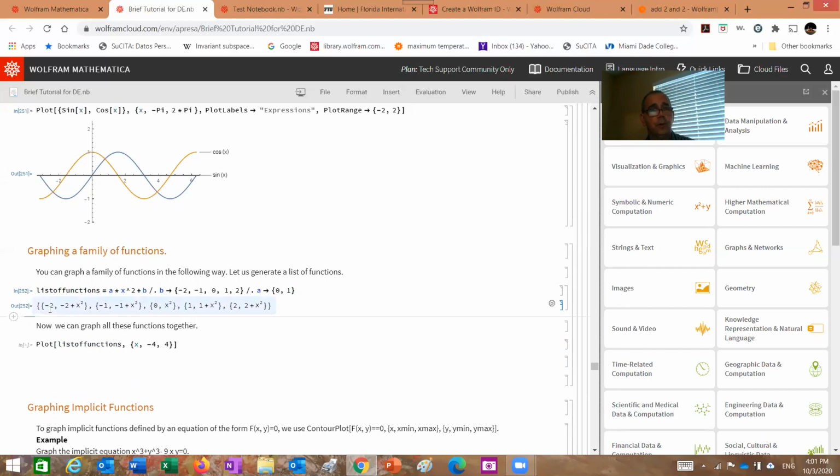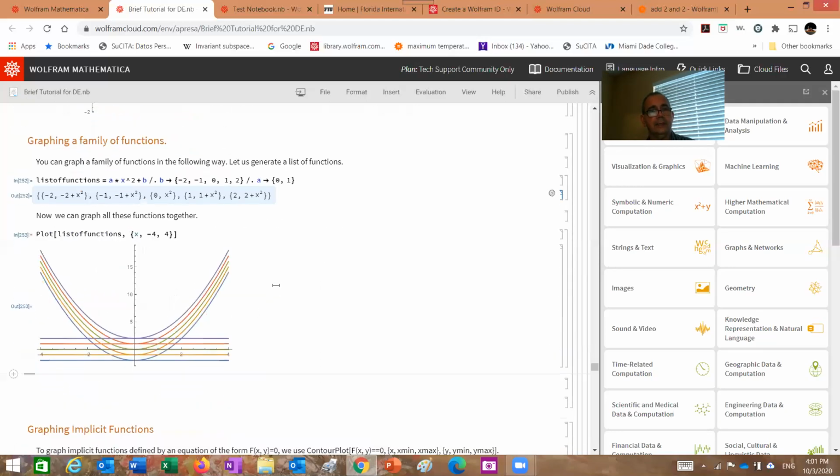This is a list of lists of functions. Now, if you want to graph all the elements of those lists, all the functions, you can do it like this. Put in Plot, and then you put here listOfFunctions, which is the name that we assigned to this list. And then we are going to plot it.